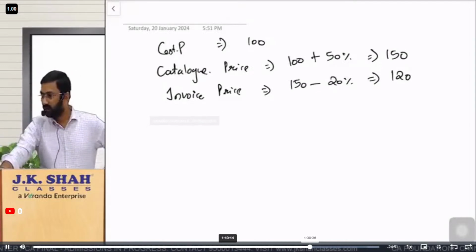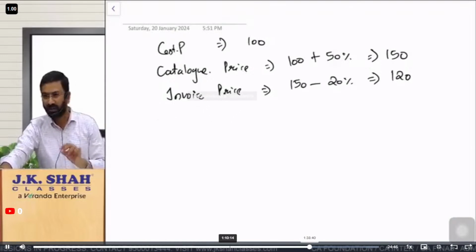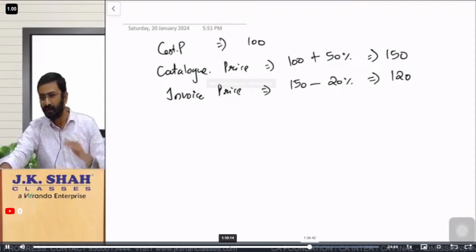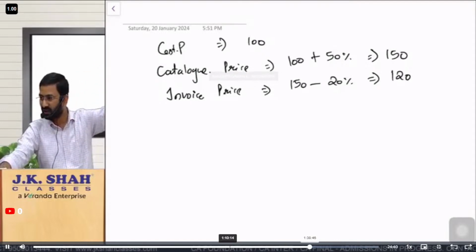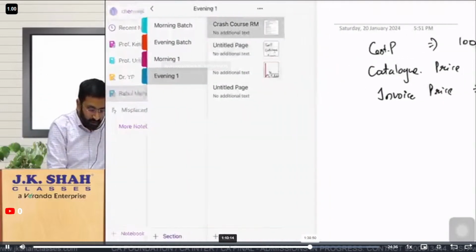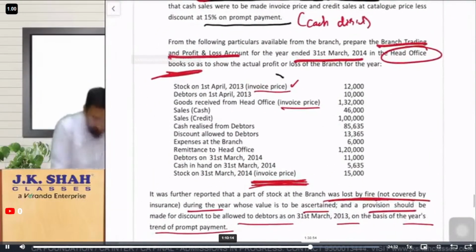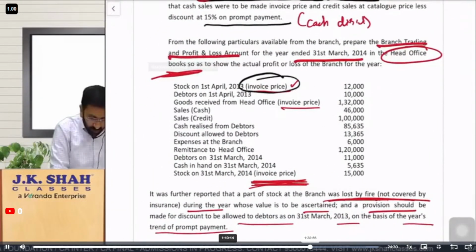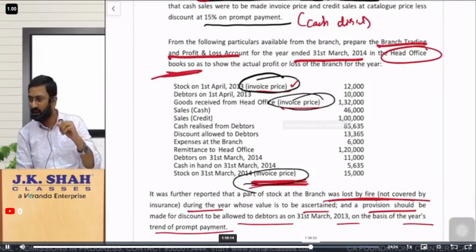Done with this? Now, which method are they asking? Trading and P&L account. In the trading and P&L account, you have to show the opening stock, closing stock, purchase, everything at cost. But read the question, have they given at cost? No. Opening stock is at invoice. Goods received from head office also invoice. Closing stock is also invoice. Everything is at invoice, but we need to record at cost.